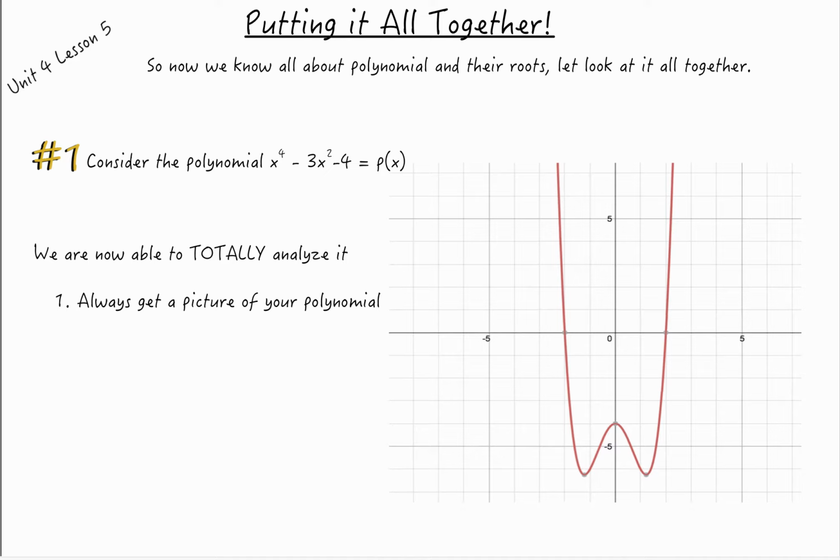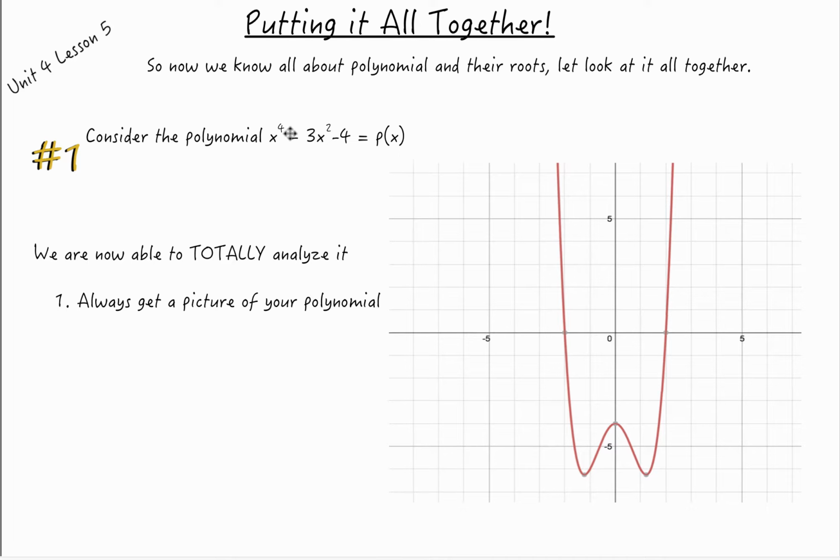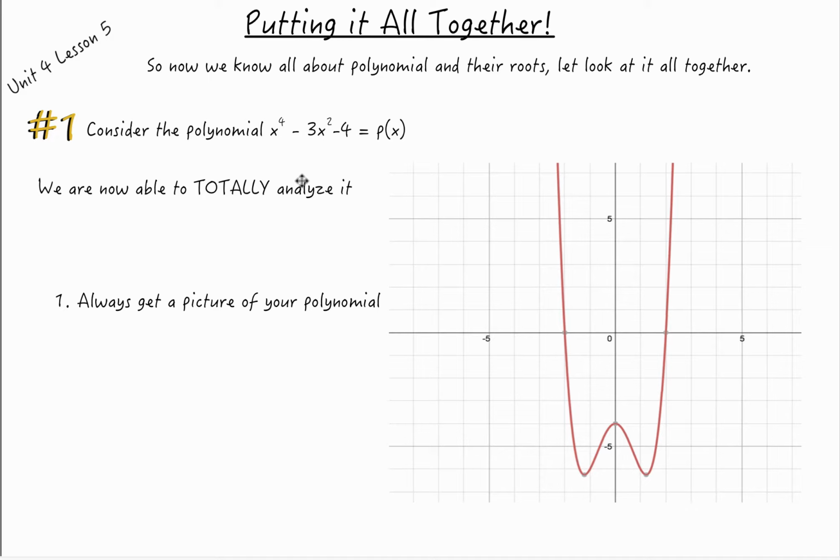So we're going to put everything together now, our imaginary roots along with our real roots, and see what kind of lovely pictures we get. So on the side here, we have this polynomial, x to the fourth minus 3x squared minus 4. And we should be able to totally analyze it. As always, I stress getting a picture of it, whether you're going to do it on your graphing calculator or on your Desmos app. So here we have a lovely picture of it.